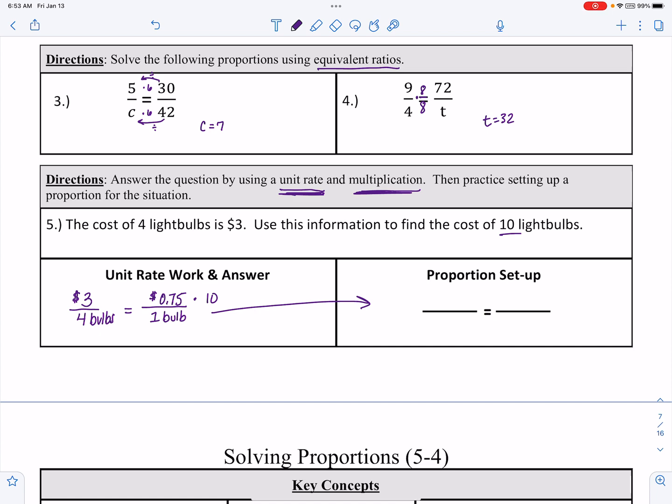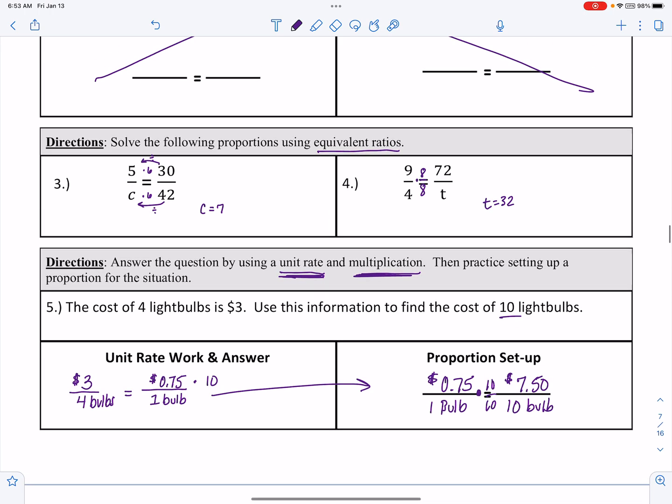But anyway, let's go ahead and take a look and write up this proportion over here. So if we have 75 cents for one bulb, what are we wanting? We're wanting to know what it would be for 10 bulbs. And so now you can use your equivalent ratio strategy and just multiply by 10 over 10. And we then know that it would be $7.50 for 10 bulbs. Okay, that's it for today.